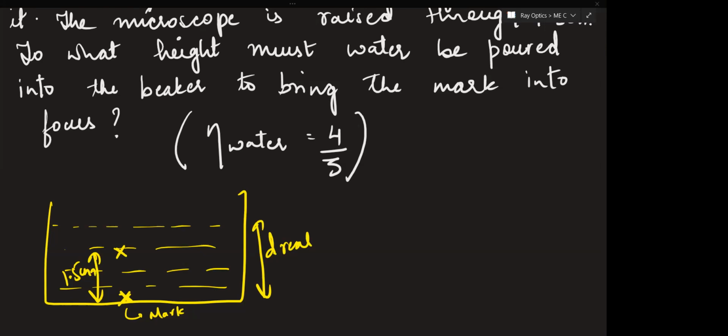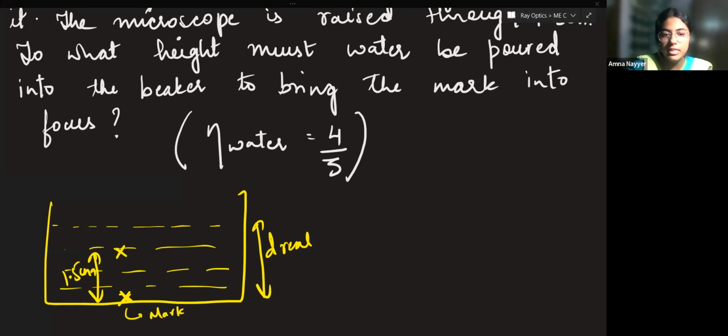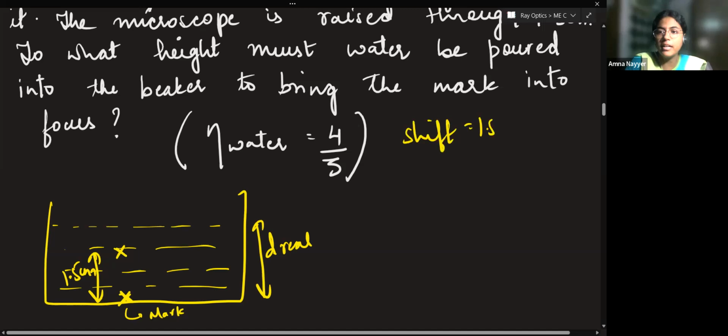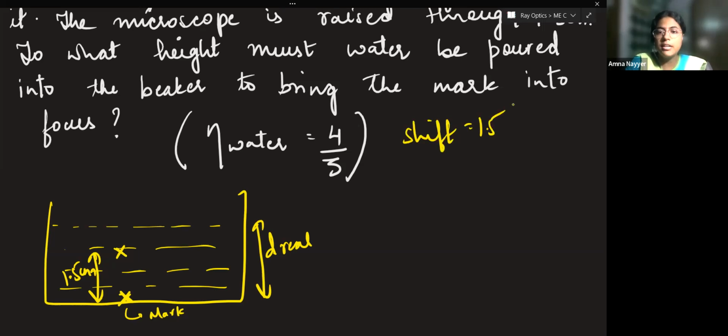The shift. Yes, good. It's the shift. See, this is the original depth. This is the apparent depth. So the difference between the apparent depth and the real depth is the shift. So you have the shift as 1.5 centimeters, the refractive index is 4/3, and the real depth is asked.